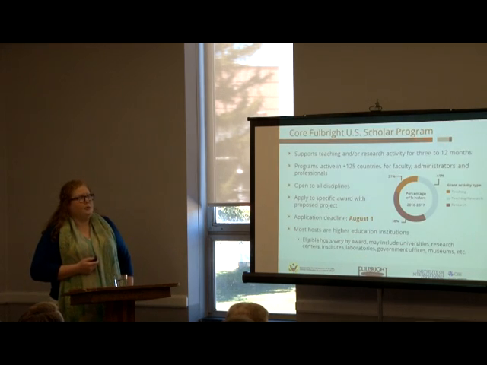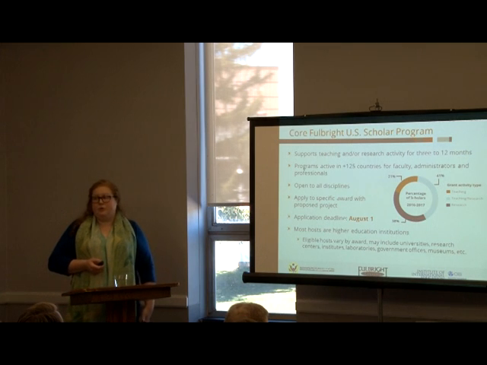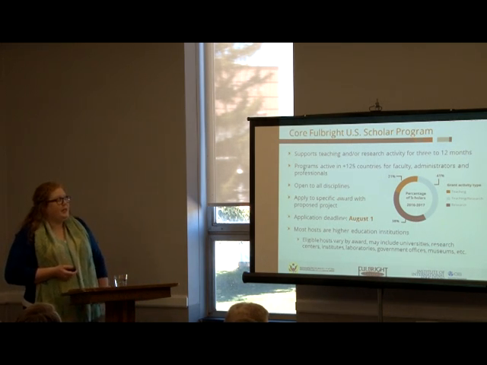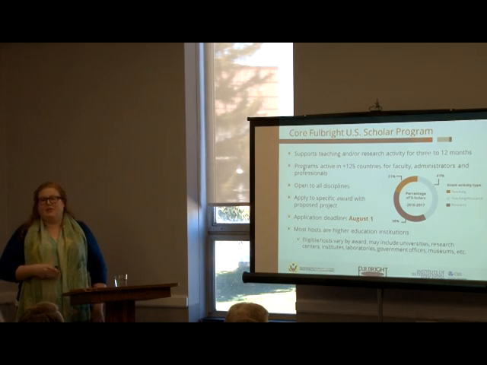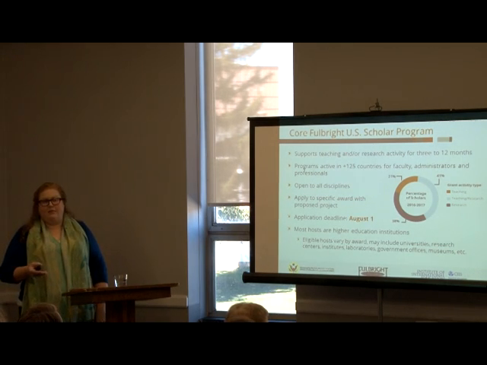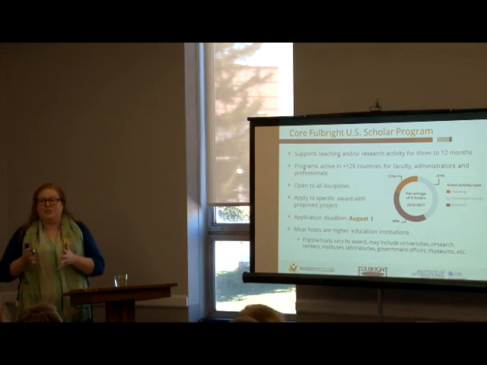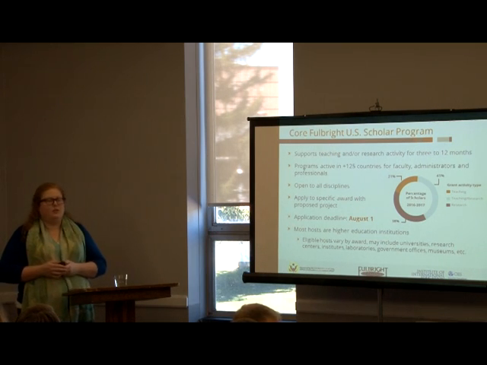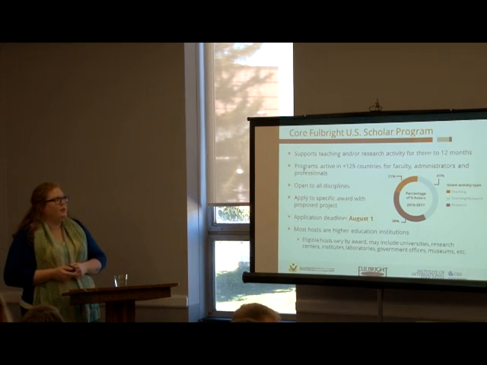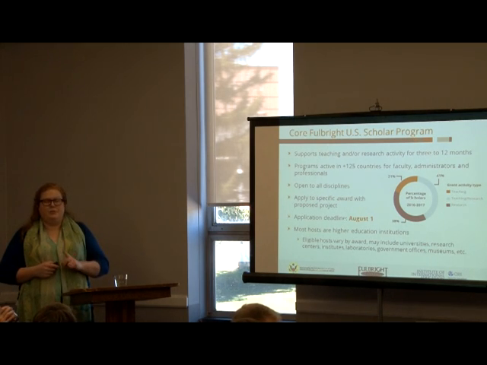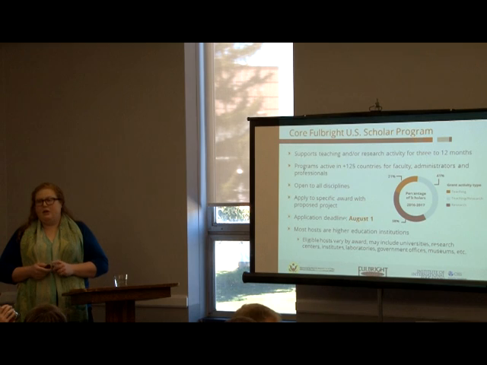So the Core Scholar Program supports teaching and/or research in over 125 countries. It's open to all disciplines. However, some awards, as we'll see in the catalog of awards later today, will be focused on a specific discipline or set of disciplines. So it's really important to try and find the right award to apply for. With the core program, you're applying to a specific award. You can only apply to one award per competition with a specific project in mind.